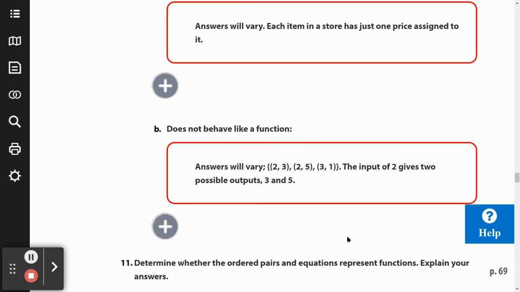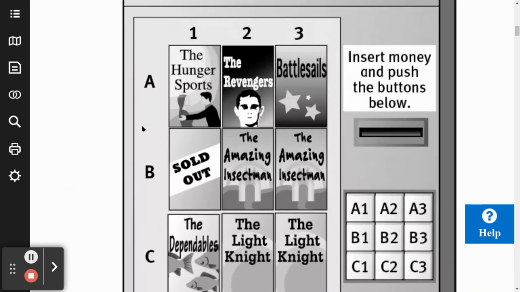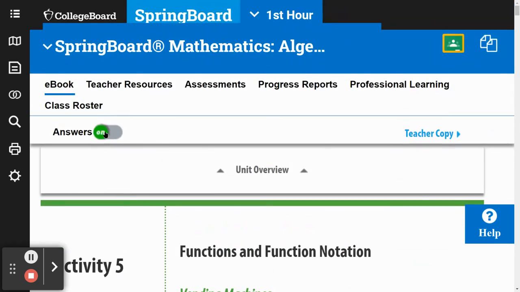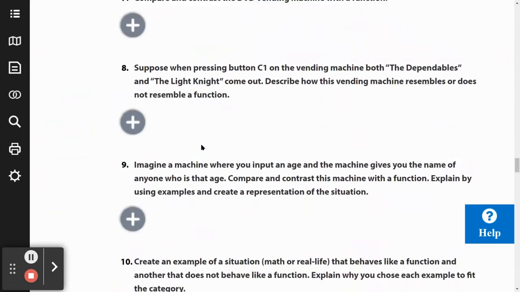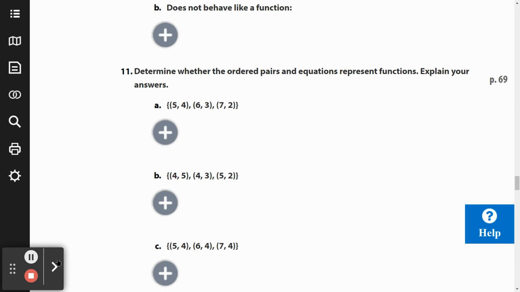So let's take a look at 11. I'm going to go up here and I'm going to turn the answers off. Let's talk through these and see if you think these are a function or not. So: determine whether the ordered pairs and equations represent functions. Explain your answers. All right, explain your answers. So let's take a look at A. Is A a function? Why do you say yes? And I need class participation in this, please.